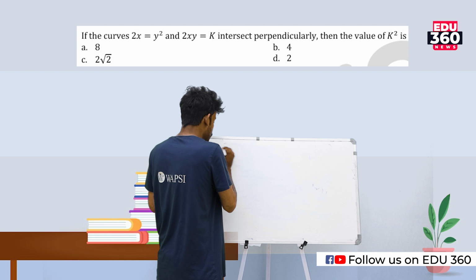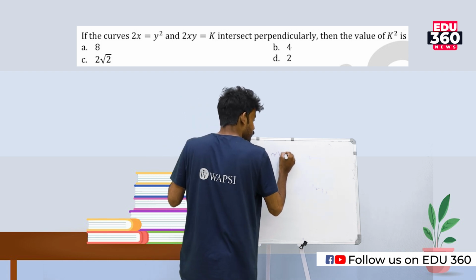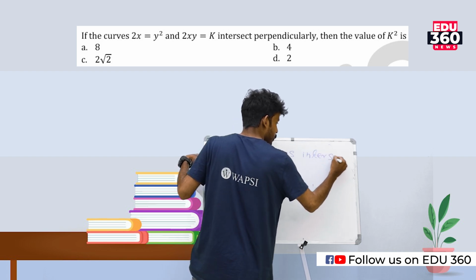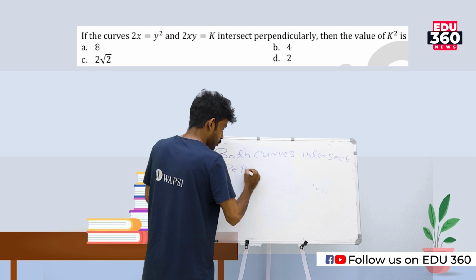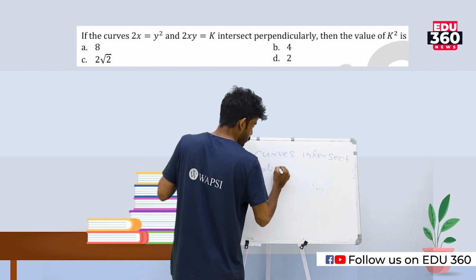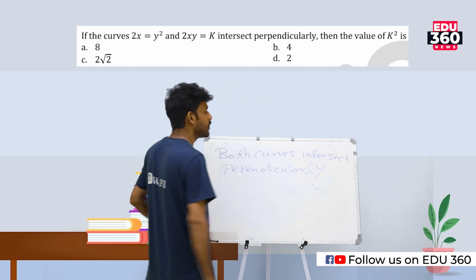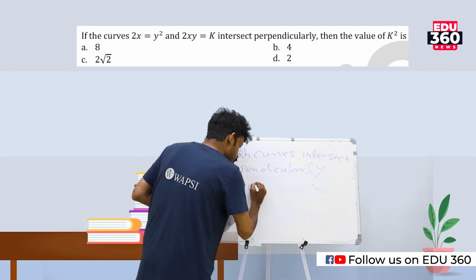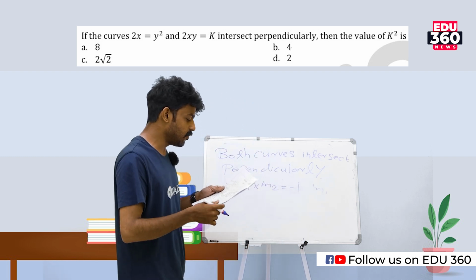Okay, so both curves intersect perpendicularly. Both curves intersect perpendicularly, so that means m1 into m2 is equal to minus 1.